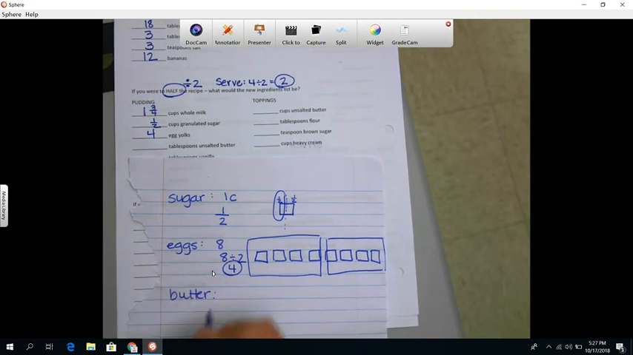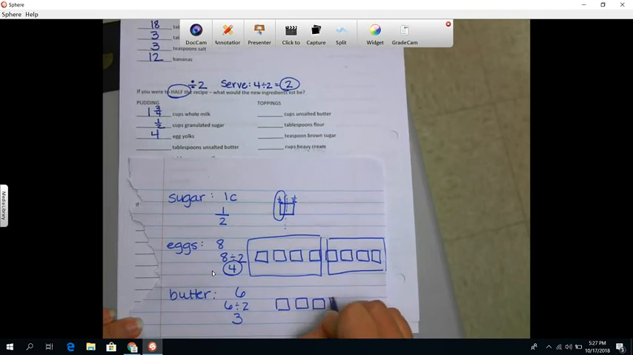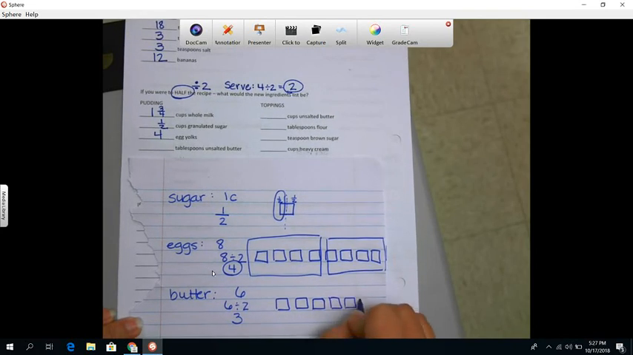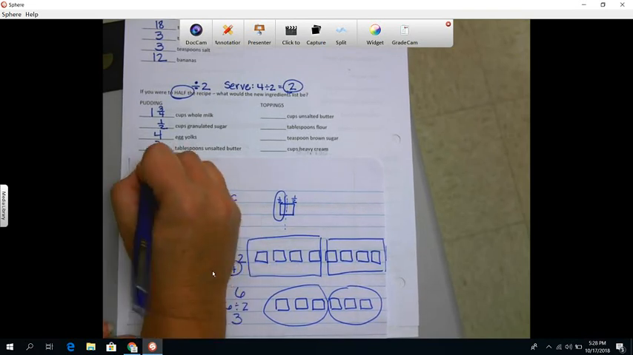For our butter, we had 6 tablespoons. So we can do 6 divided by 2, which is 3. I could draw my picture. 1, 2, 3, 4, 5, 6. That's what I'm starting with. Split this in 2, and now I have 2 groups of 3. So my answer here is 3.